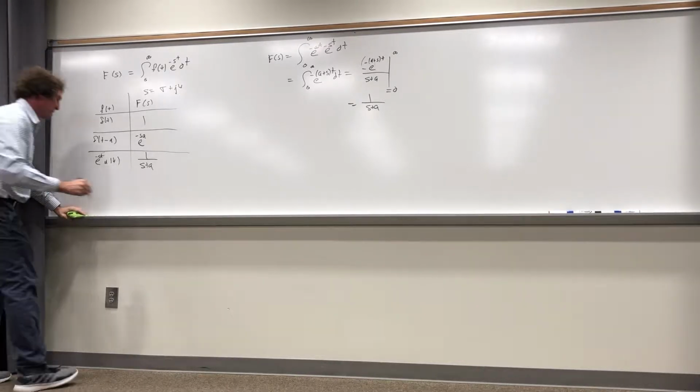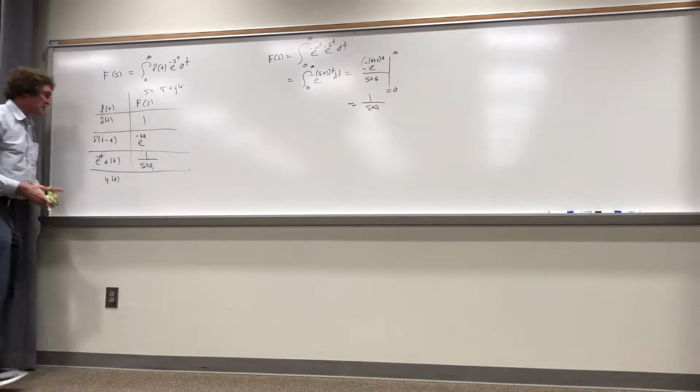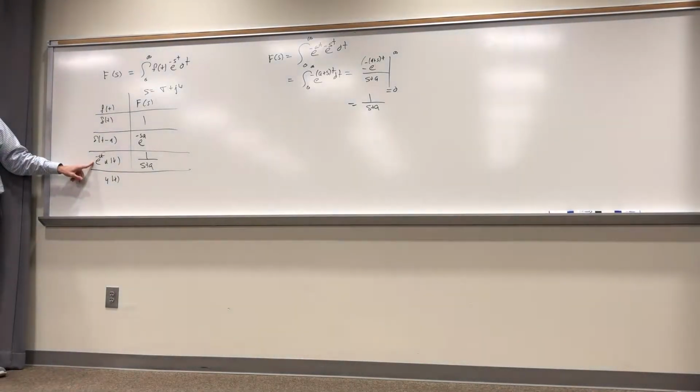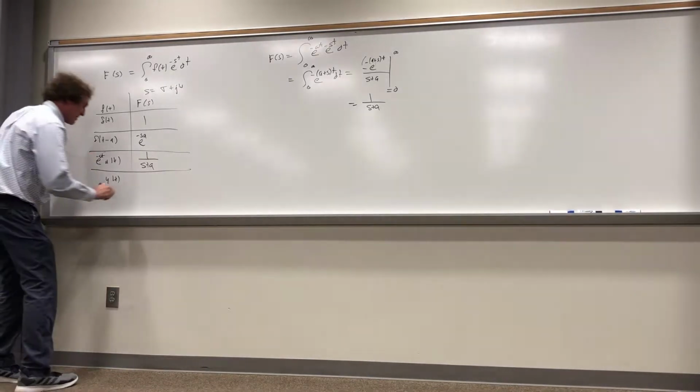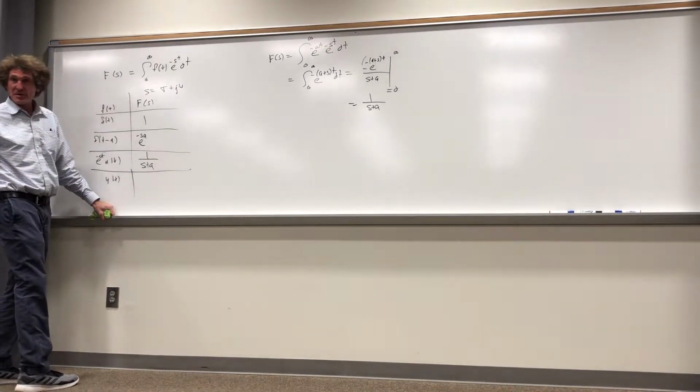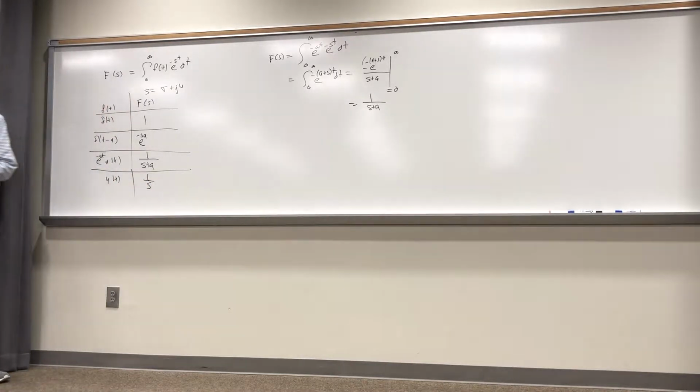Next one is u of t. Now I want you to just look up here for a second. What would the value of a have to be to make this function just u of t? Anyone? 0. And if it's 0, which is legitimate, there are no conditions on a, the transform would be 1 over s. Does everybody see that, class?